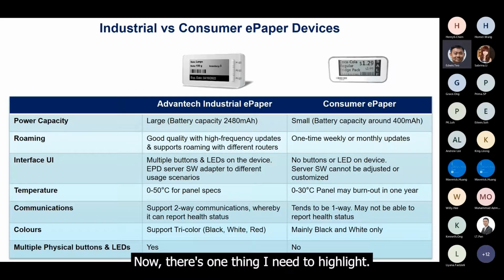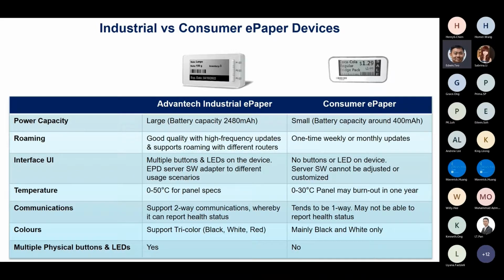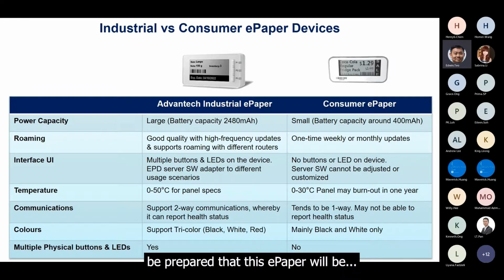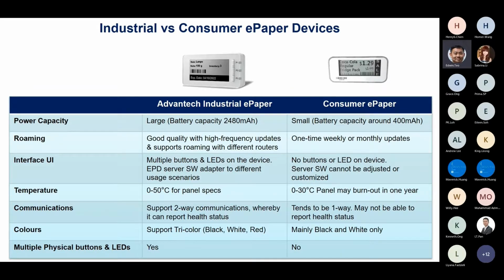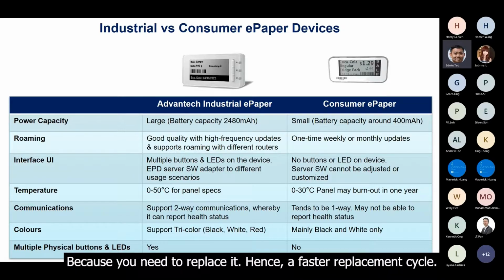Now, one thing I need to highlight: the number one killer for electronics is always heat. So assuming you use a consumer one and you deploy it outdoors, where the outdoor temperature can hit 35, 36, be prepared that this panel, this ePaper, in a way won't last as long. Then you have to replace it, so your maintenance cost becomes even higher because of the faster replacement cycle.